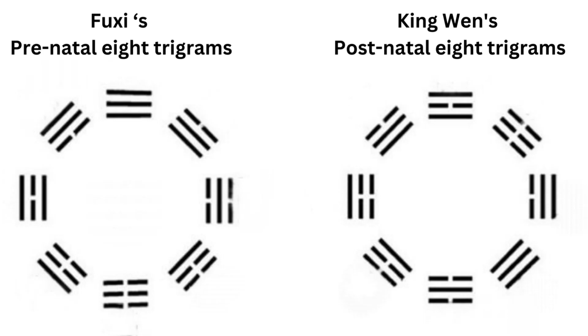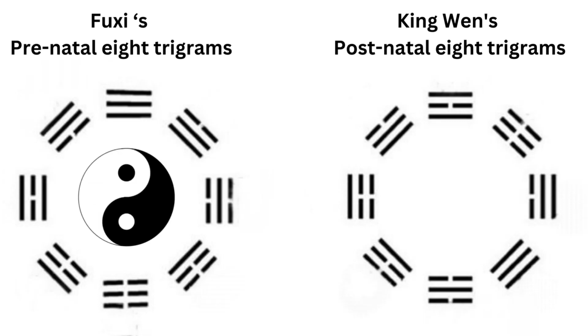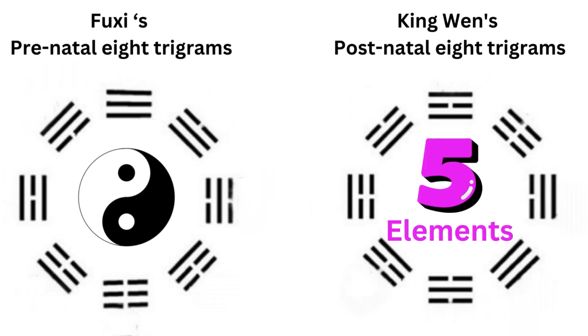In the Book of Change, we have two systems of the 8 trigrams. They are the Fuxi prenatal 8 trigrams and the Qingwen post-natal 8 trigrams. Fuxi prenatal 8 trigrams deal with the principle of yin and yang, while Qingwen post-natal 8 trigrams deal with the 5 elements.